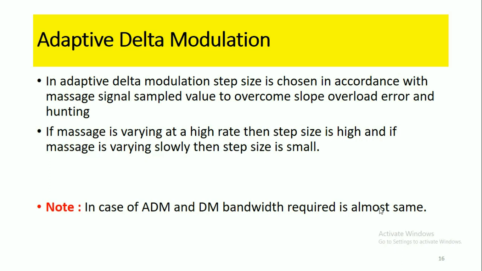And next one is adaptive delta modulation. In this one, the step size is chosen in accordance with the message signal sampled value to overcome slope overload error and hunting error. If the message is varying at a high rate, then the step size is high, and if the message is varying slowly, then the step size is small. In case of ADM and DM, the bandwidth requirement is almost the same.